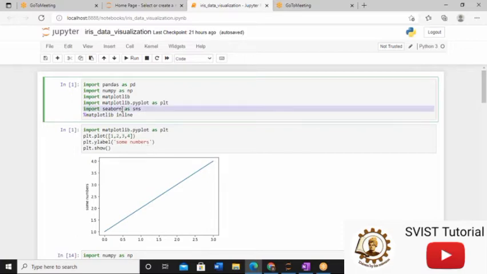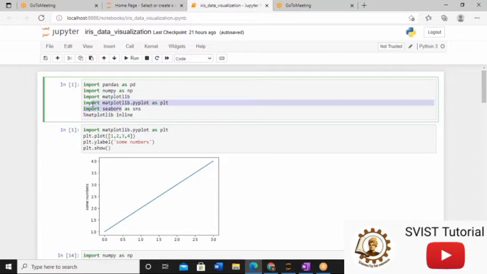Next part is Seaborn. Seaborn is a library for making graphs in Python. The most important point is that the Seaborn library is built on top of matplotlib. This is the base on which the Seaborn library is made, and it is closely integrated with Pandas data structures. Without this, it is not possible to use Seaborn. Seaborn helps you to explore and understand the data.